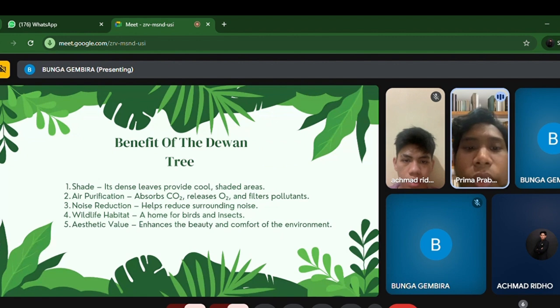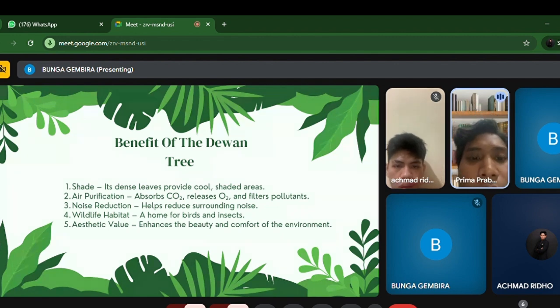Okay, benefits of the Dewan tree. The first is shade, which lowers the temperature in city areas. And the second is air purification: absorbs CO2, releases O2, and filters pollutants. And the third is noise reduction, helping reduce surrounding noise. And the fourth is wildlife habitat, a home for birds and insects. And the last is aesthetic value, which enhances the beauty and comfort of the environment.